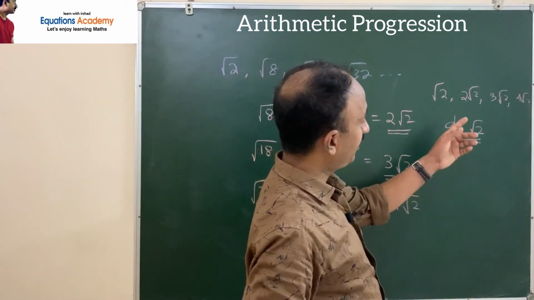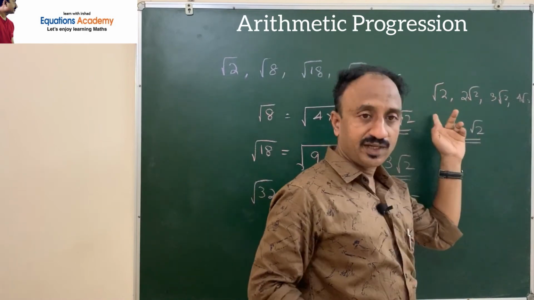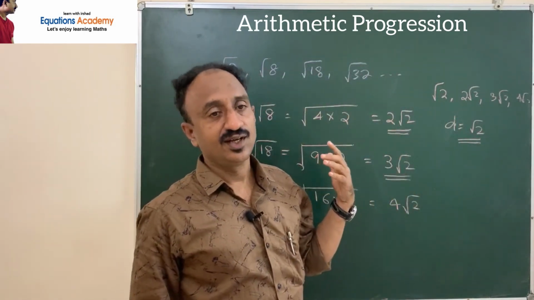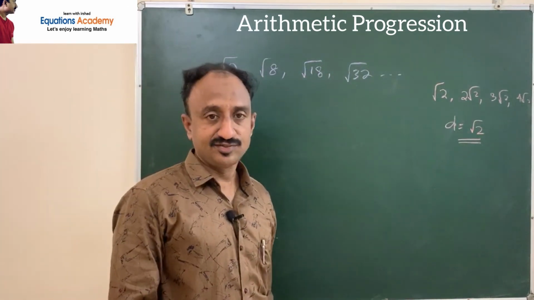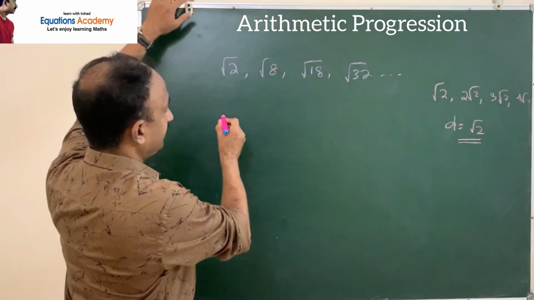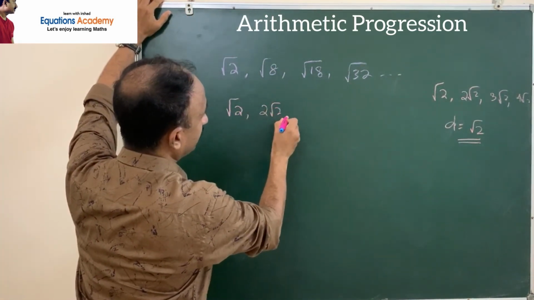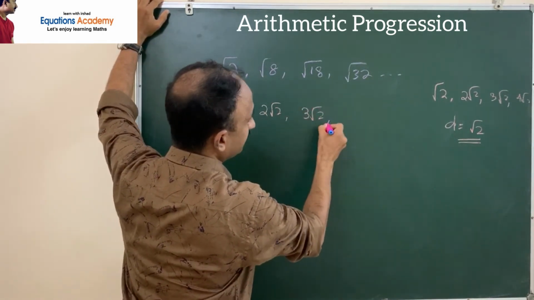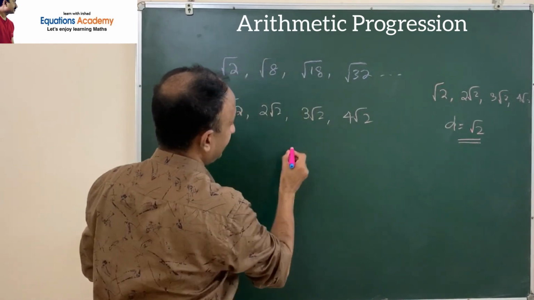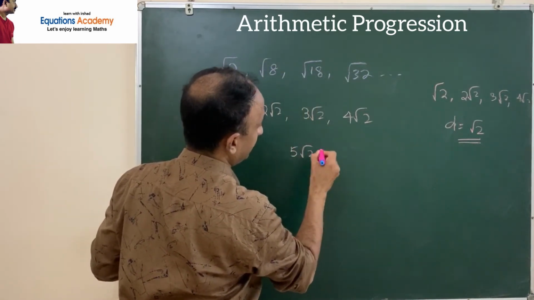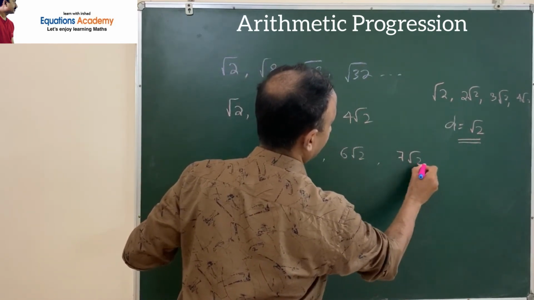How to get the common difference? Subtract first term from the second. 2 root 2 minus root 2 is root 2. So we got the common difference. Now we will find the next 4 terms. So this sequence becomes root 2, then 2 root 2, then 3 root 2, then 4 root 2. Next terms will be 5 root 2, 6 root 2, then 7 root 2. Next 3 terms.